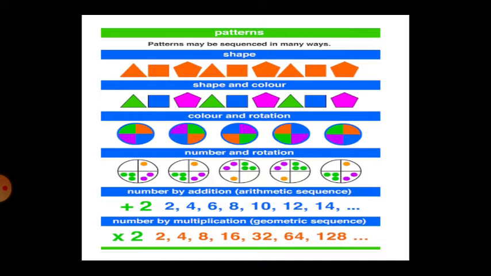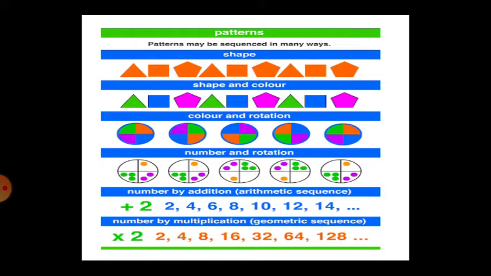So to write the next number, how do we find it? You have to check what is being done here. 2 plus 2 gives 4. 4 plus 2 gives 6. 6 plus 2 gives 8. 8 plus 2 gives 10. Like that you have to check. Here you have to do addition, you have to understand.